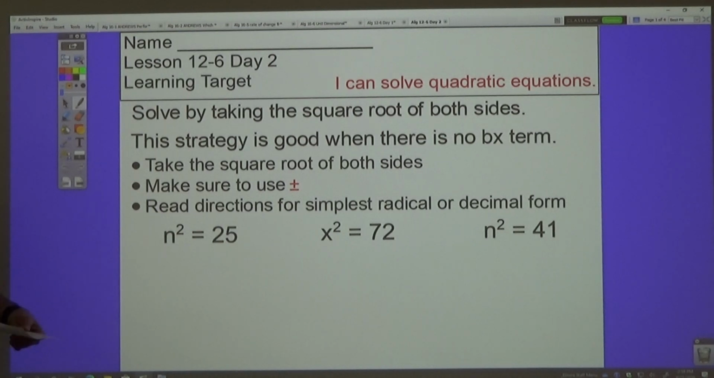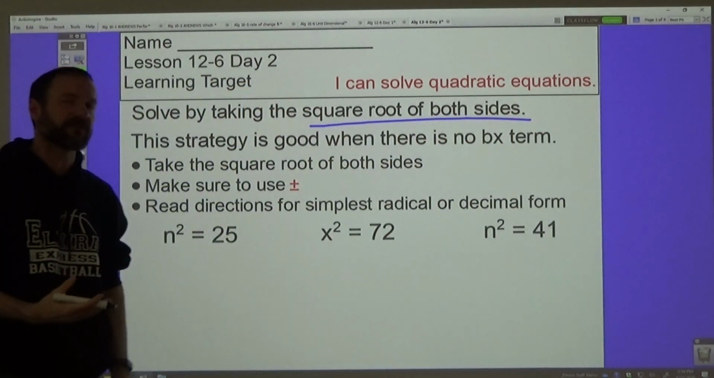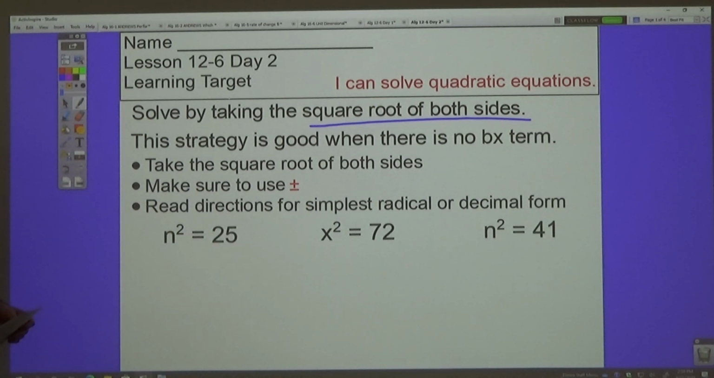Now we're going to take that knowledge and we're going to solve quadratic equations. Solve by taking the square root of both sides. Just like in solving a normal equation, whatever you do to one side of the equal sign, you have to do to the other side of the equal sign. This is a good strategy to use when there's no bx term, when there's no b term there.